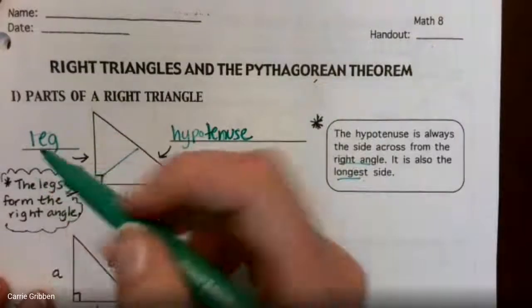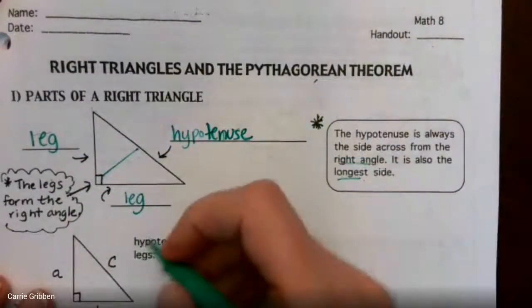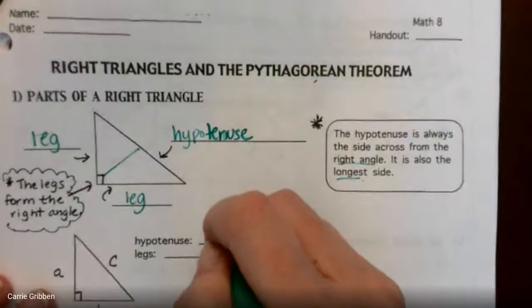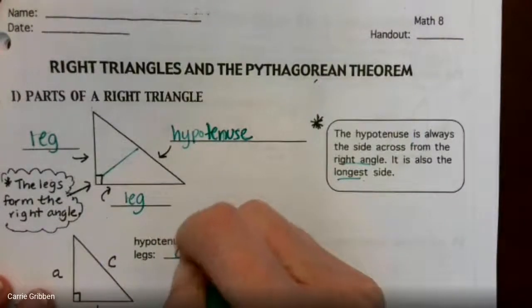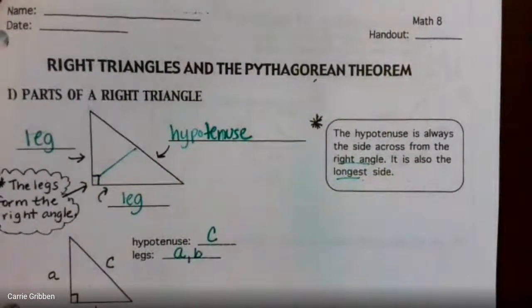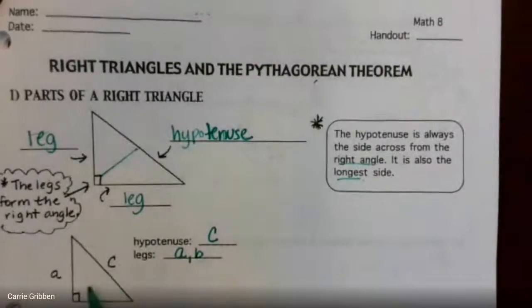Now, instead of writing leg and hypotenuse all the time, the hypotenuse goes by the letter C and the legs go by the letters A and B. And they can switch spots. A and B can switch. C always has to be the side across from the right angle.